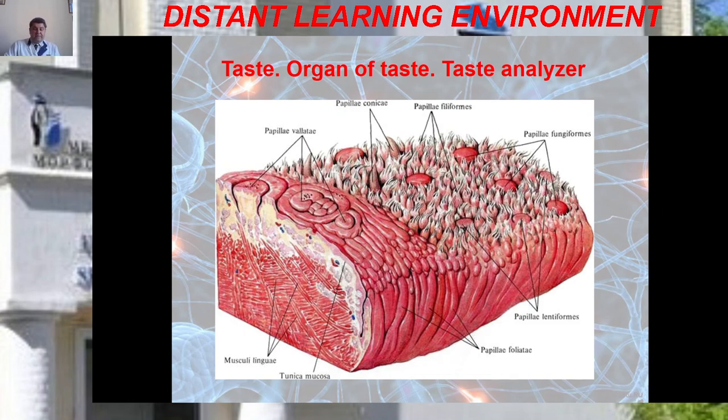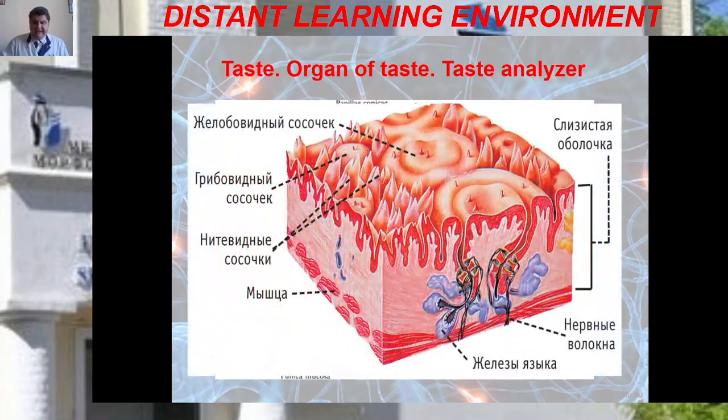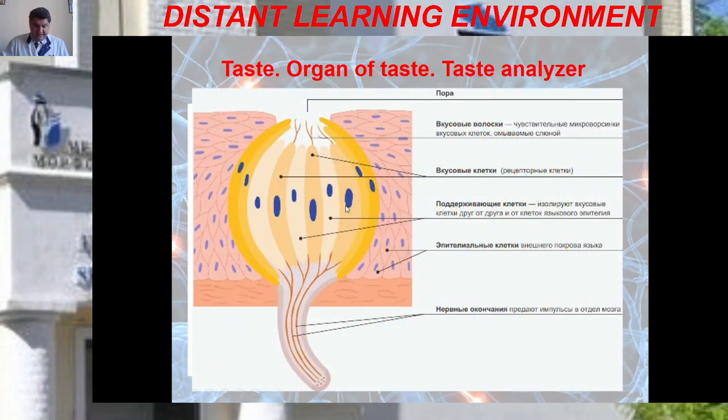In man, most of the buds are located in the vallate and foliate papillae. You may see vallate papillae, foliate papillae, and a much smaller number in fungiform papillae. You also can see fungiform papillae. And finally, some of them occur on the soft palate, on the posterior surface of the epiglottis, in the larynx, and on the medial surface of the arytenoid cartilage. The buds contain the taste cells. You may see them here, which constitute the receptor of the taste analyzer.